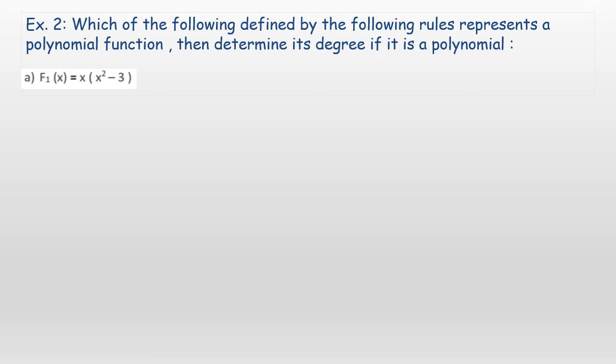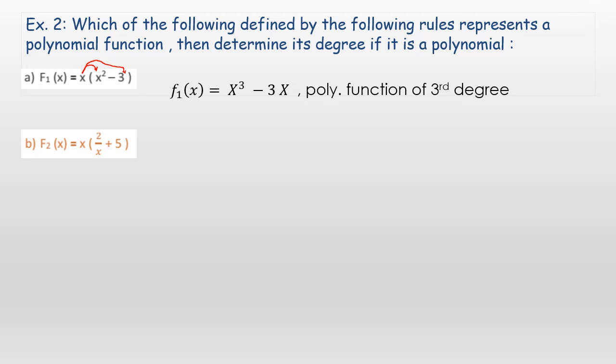By simplifying, x times x to the power 2 will be x to the power 3. Then multiplying x by -3 gives -3x. So it is a polynomial function of third degree.